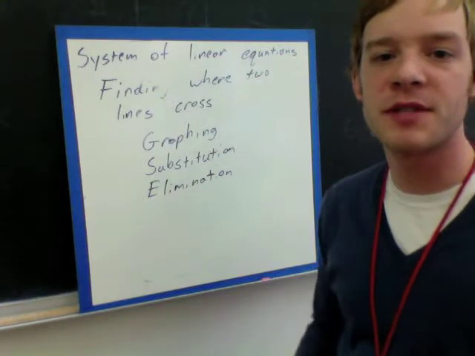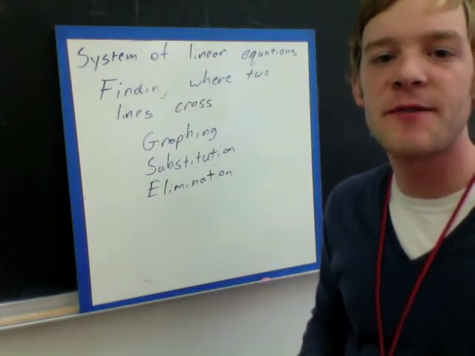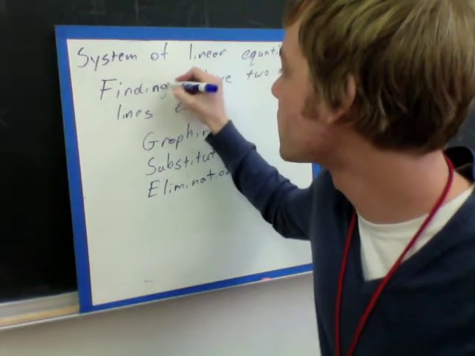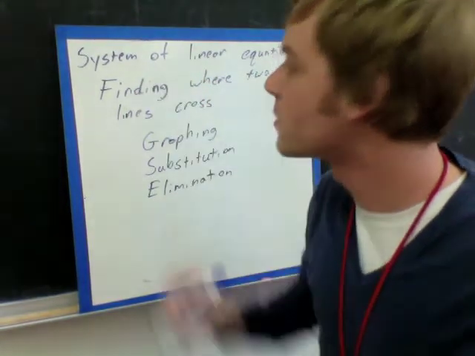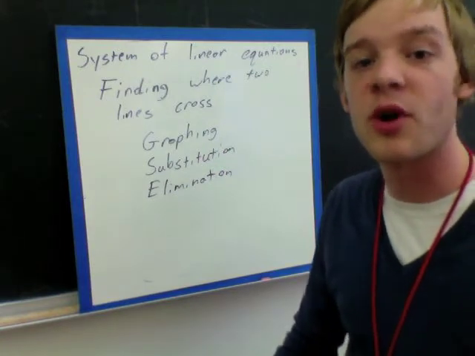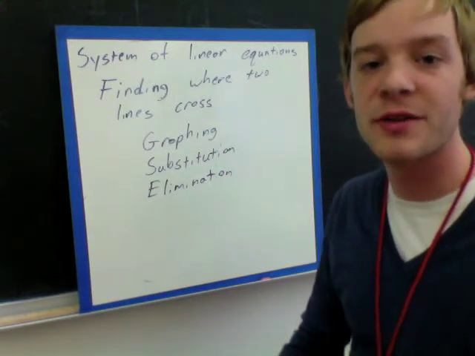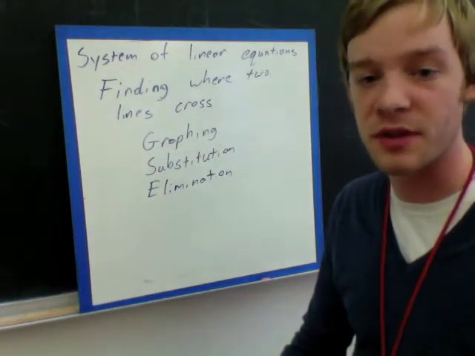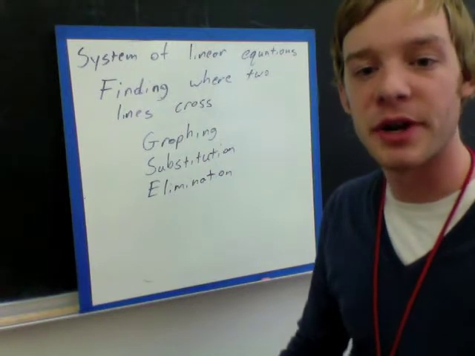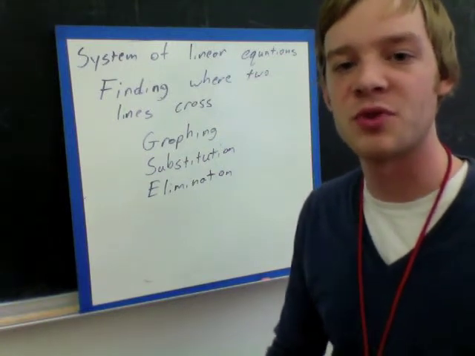So first off, a system of linear equations is finding where two lines cross. We've got two lines, and we are simply looking for where they cross. We're going to find three different ways of solving this. Most of the time you'll get to pick which way you're choosing from, but until we learn all of them, we're going to have to use whichever one we know.